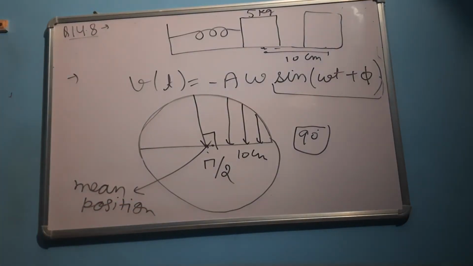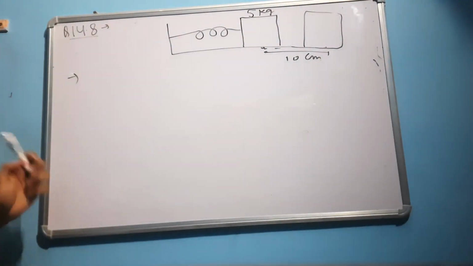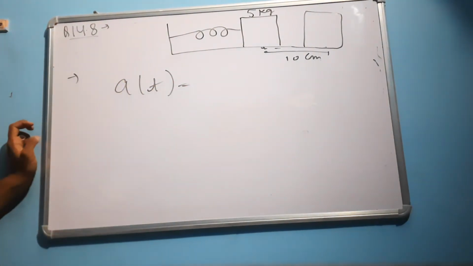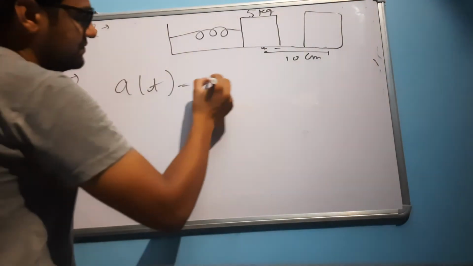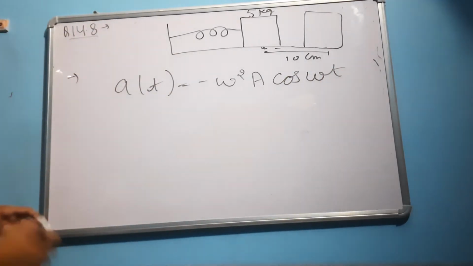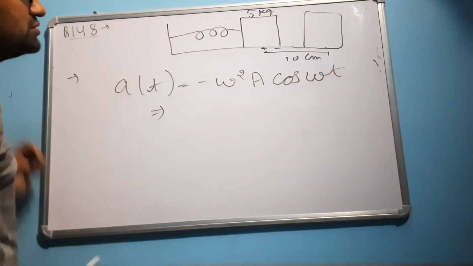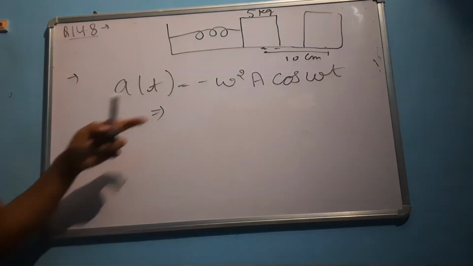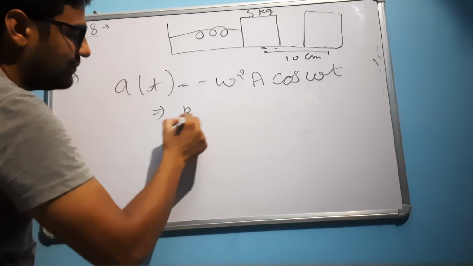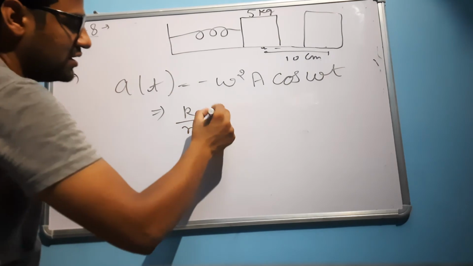Okay, now it is the turn of acceleration. How should we calculate the acceleration of this spring? The formula of acceleration is minus omega square A cos omega t. The phase constant we have neglected. Here also we are calculating maximum acceleration, so the minus sign will be of no use. Omega is root k by m, so omega square will be k by m, into A.